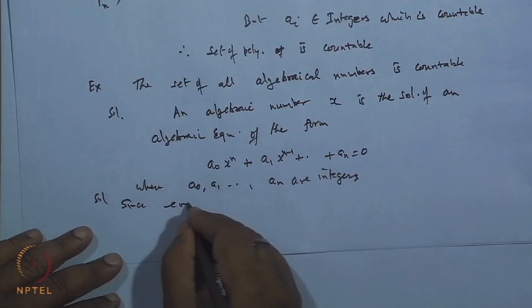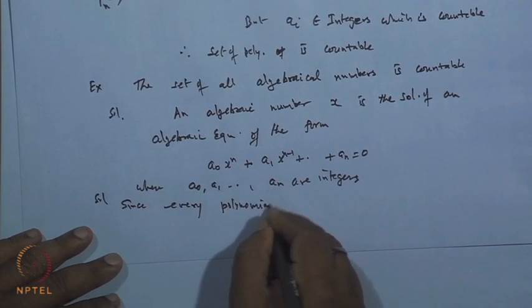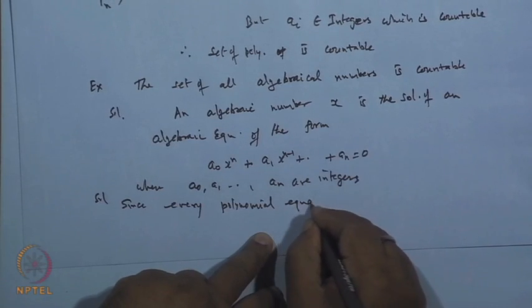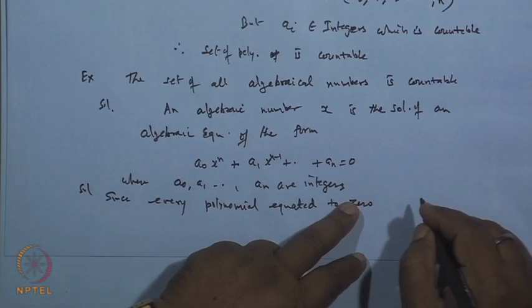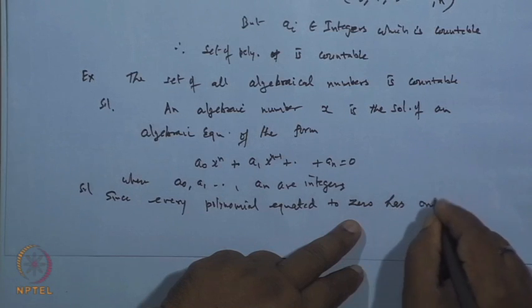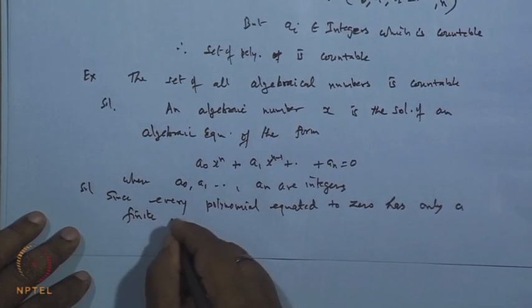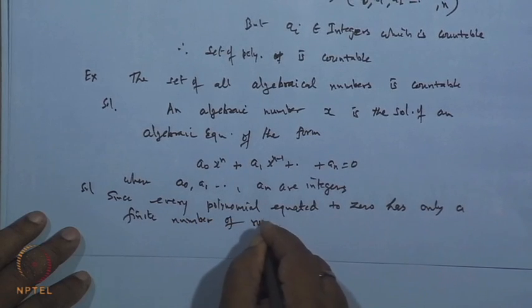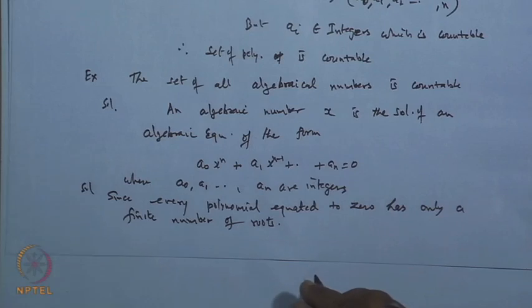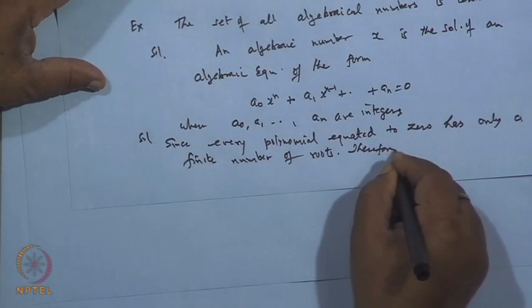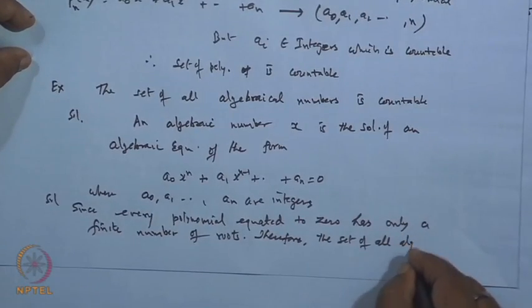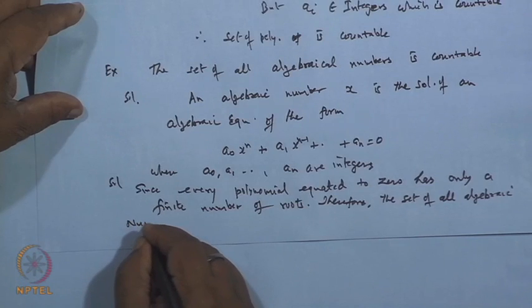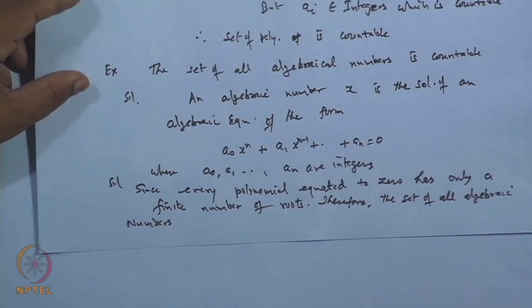Since every polynomial equated to 0 has only a finite number of roots, therefore the set of all algebraic numbers forms a countable set.